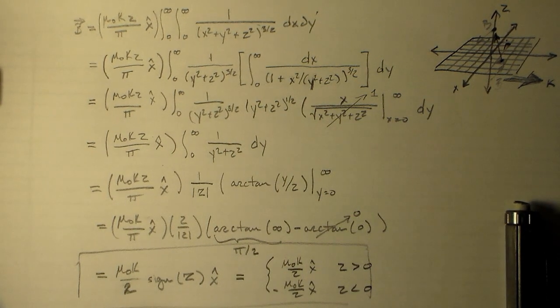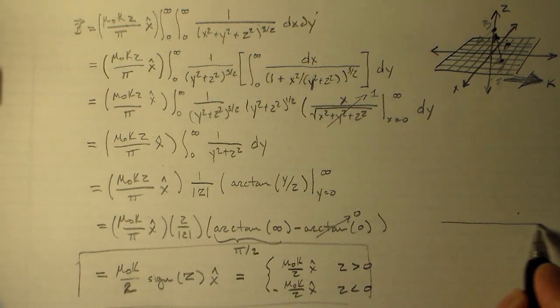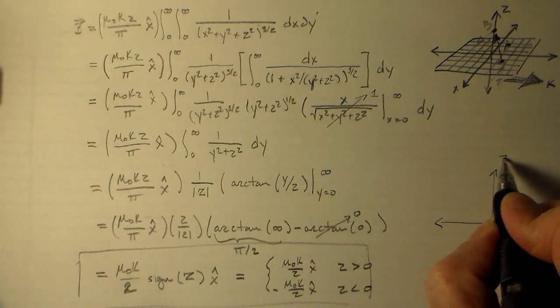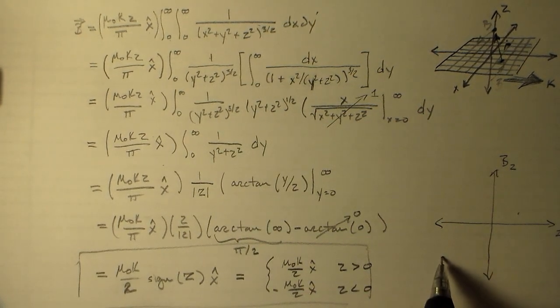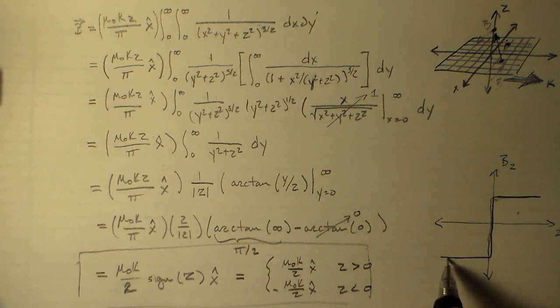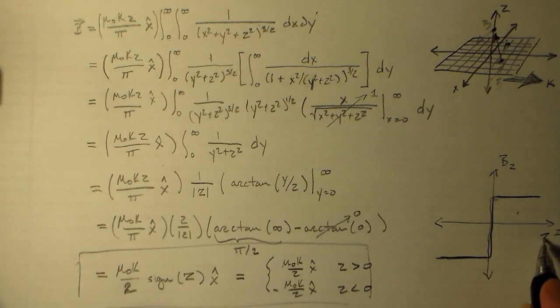So that is how to use the Biot-Savart Law. It's nice and simple. There's nothing particularly complicated about it, so you should be more or less ready to use it at a moment's notice, because you're going to have to use it at a moment's notice. This is what that magnetic field looks like when you plot it as a function of z right there. Everything's good, and I will see you in class.